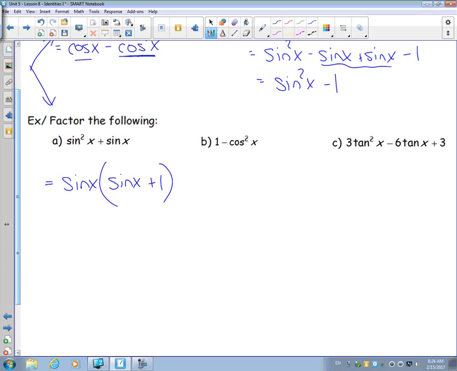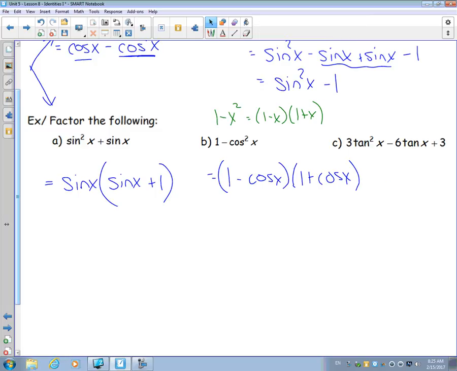Yeah, but look at the next one, 1 minus cos squared. That hopefully looks like the idea 1 minus x squared, a difference of squares. 1 minus x, 1 plus x. I can do the same thing just with trig. So difference of squares, 1 minus cos x, 1 plus cos x. Same terms, opposite signs between your two things.